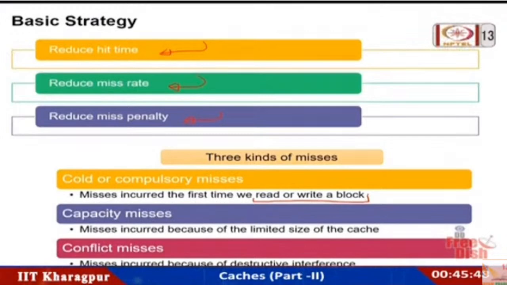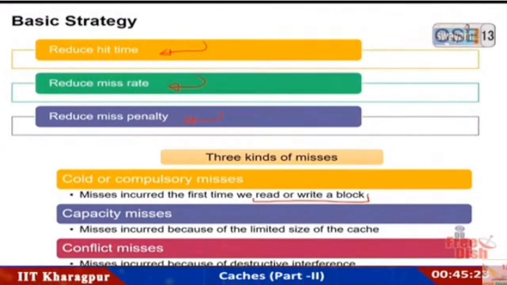Capacity miss happens because of the limited size of the cache. So let us say that we frequently access 100 kilobytes of data but our cache is only 64 kilobytes. Then for the remaining 36 kilobytes we will have a capacity miss. So the way to solve capacity misses is to actually have a bigger cache, but this has its shortcomings.